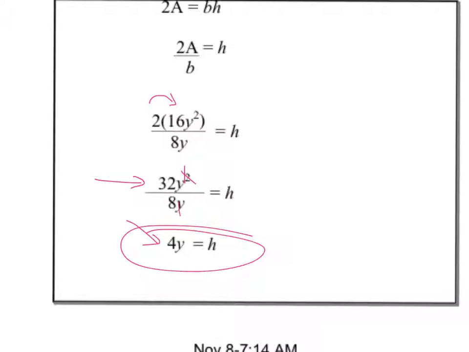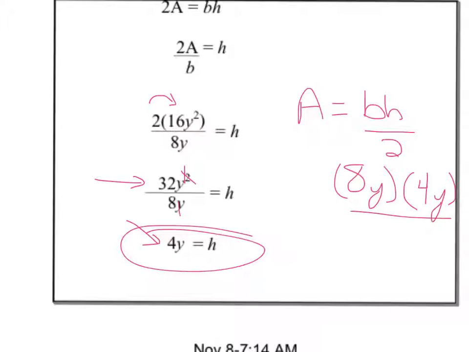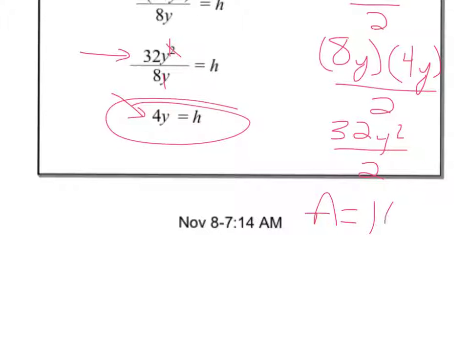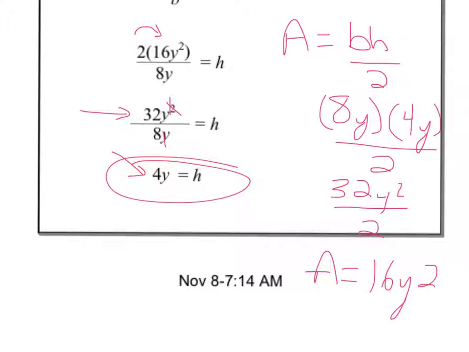And if you wanted to double check that quickly, you have the base times the height divided by 2. You know that the base is 8y times 4y divided by 2 gives you 32y squared divided by 2. Simplifying this down, area is then 16y squared, which matches what we started with. So it works.